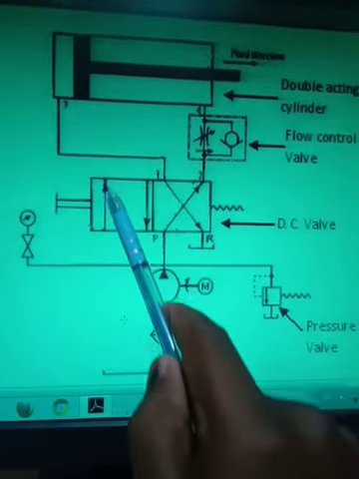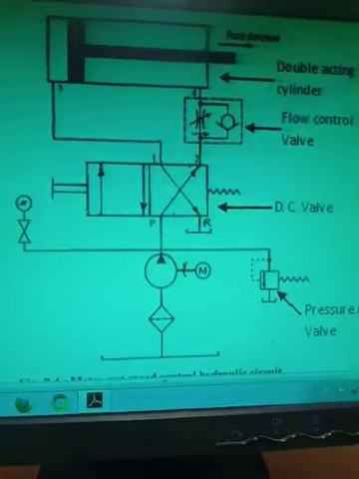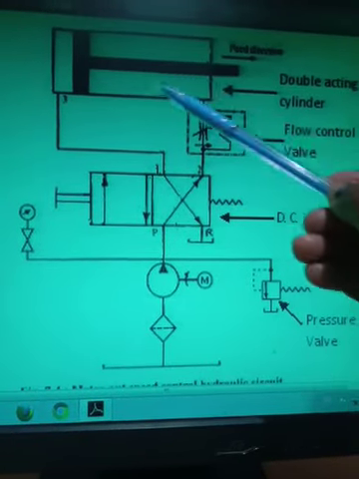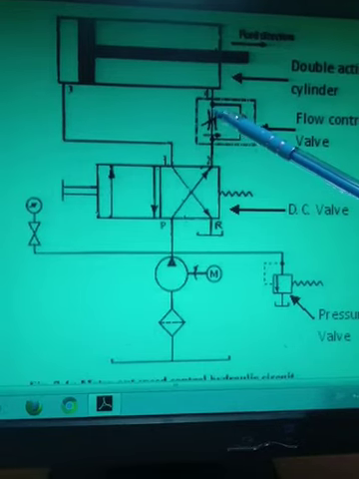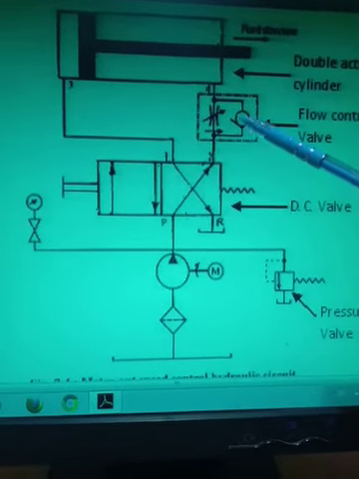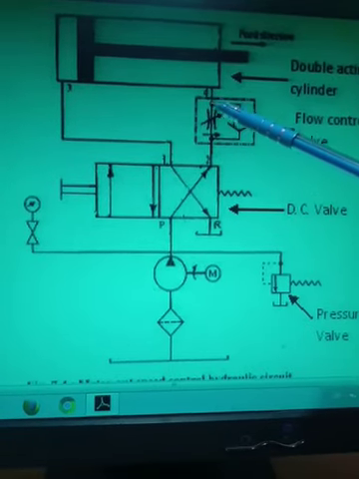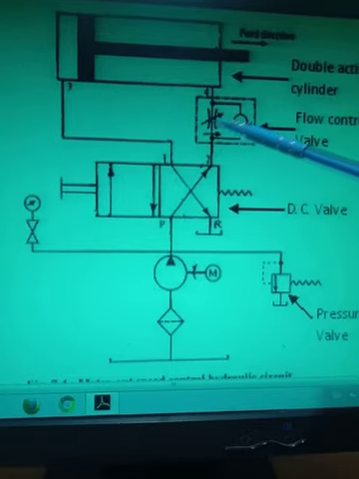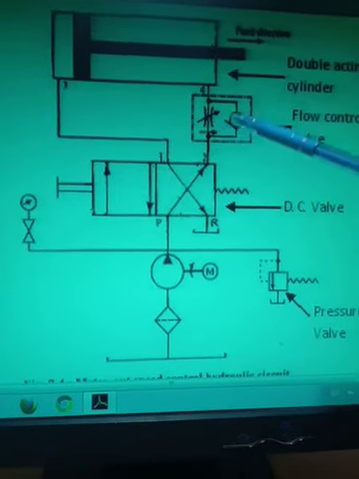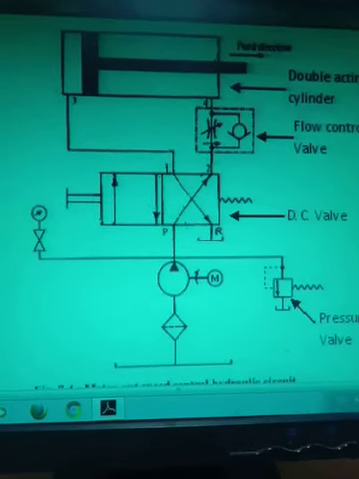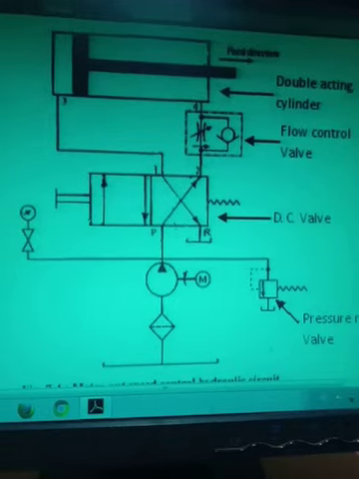But when the A end is connected to the pump, what happens? As the piston starts moving, the oil coming from this direction will not pass through this integral check valve because it is a restriction. You can see here the oil has to pass through this flow control valve, and as I adjusted this flow control valve at 70%, 80%, 90%, it will have some restriction, and the forward motion of the actuator will be slower.